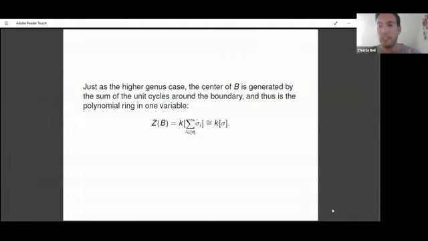You can think, I mean, the disk is the same as a sphere with a hole in it. So it should be one-dimensional. In higher genus cases, what you want shouldn't be one-dimensional because it has a higher genus. But in this case, this is the right thing that it should be. It corresponds to the topology of the disk.